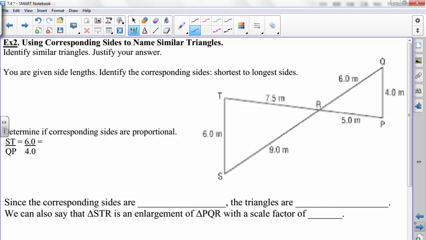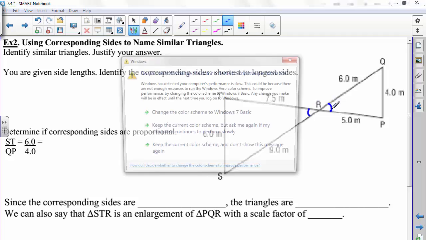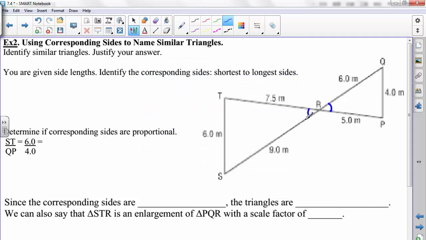Let's look at example 2, using corresponding sides to name similar triangles. Identify similar triangles first. These two triangles are similar to each other. Can you tell this angle corresponds to this angle? Because they are equal. The reason why they are equal is they are vertically opposite angles. I can tell angle T corresponds to angle P. They are a pair of corresponding angles. Angle S looks like angle Q. So angle S corresponds to angle Q.